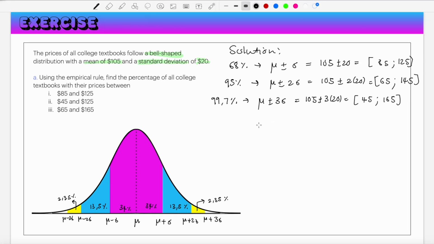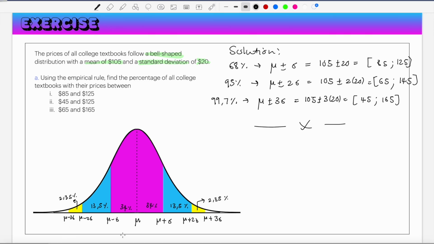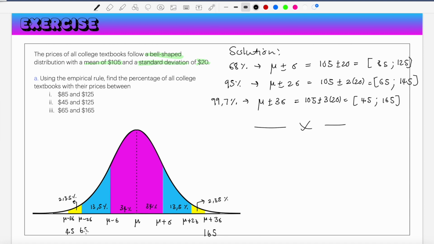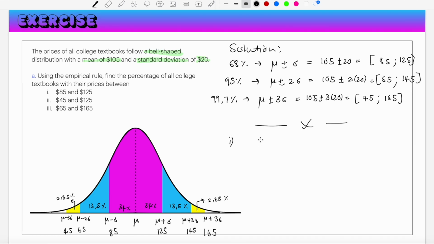Alright, cool. Now that I have these intervals that correspond to 68% of the data, 95% of the data, and 99.7% of the data, I can go on and solve the real question. But before that, let us put these values into our graph to help us answer the question. So we know that for the 3 standard deviations away, the interval is 45 up until 165. So that's 99.7% of your data. And then for the 95%, the interval is $65 up until your $145. And then finally, for your 68% portion, the interval is $85 and 125.